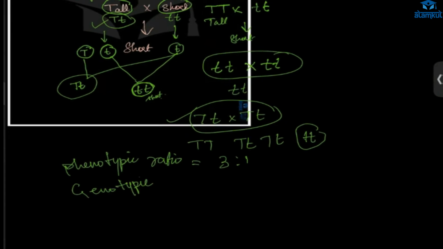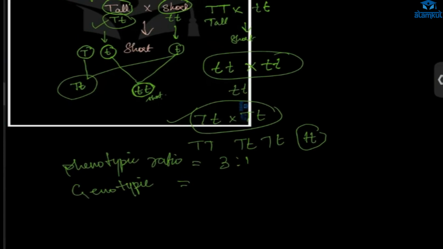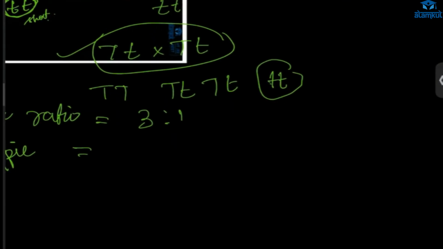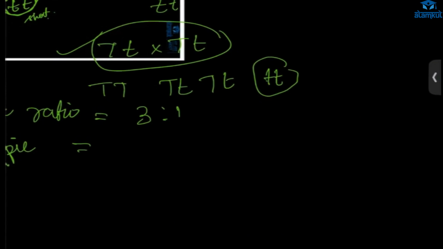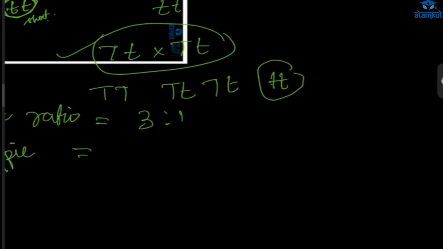2:3:1, 3:1. Genotypic ratio. Wait, I'm telling you. No, no, don't see. Ma'am, 3:2:1. What? 3:2:1 or 2:3:1? How many progeny did we get? How many types of progeny did we get? Only four.